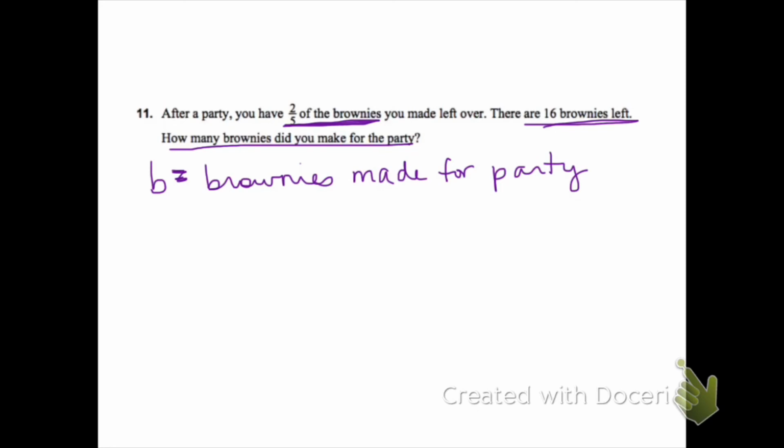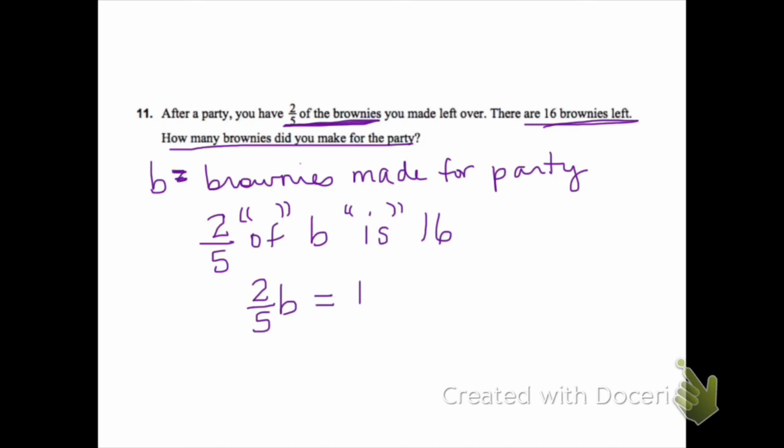So we can write a statement. We have 2/5 of B is 16. Remember there are some clues here. Is means equal. Hopefully you can remember what of means. So we want to write it like this: 2/5 of B equals 16, because of means multiplication. Now we're multiplying the variable by a fraction. So to undo multiplication, you would divide.